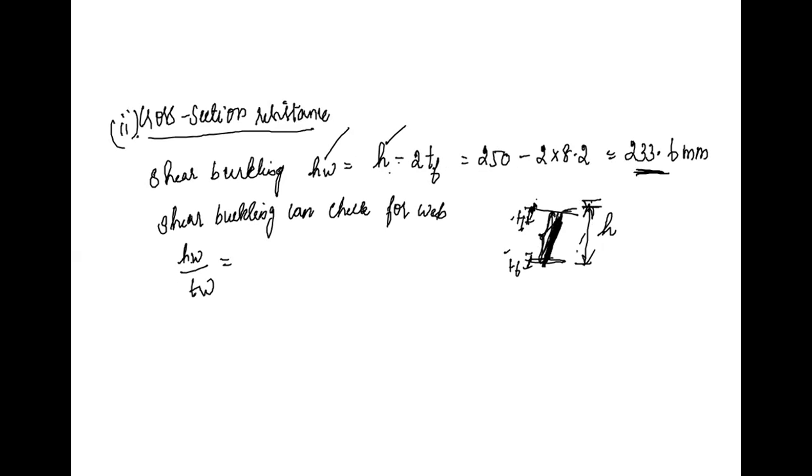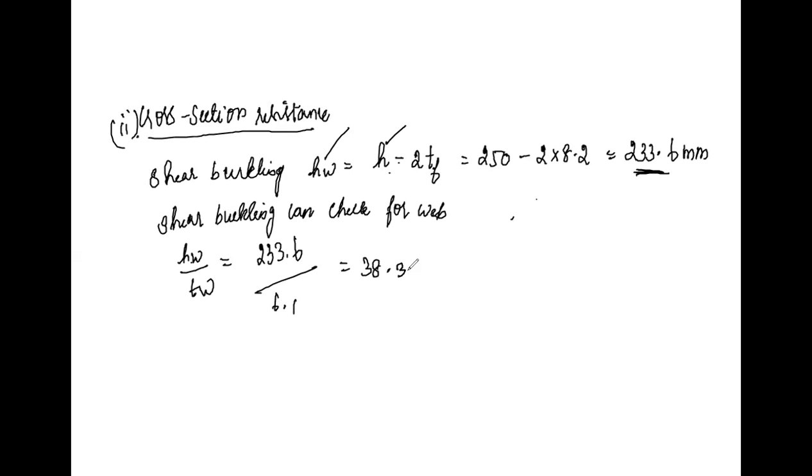So the height of the web is calculated. The height of the web is 233.6 divided by TW, which is 6.1. We get the value 38.30, which is less than 67 epsilon. You know the value of epsilon is 1. So 38.30 should be less than 67.